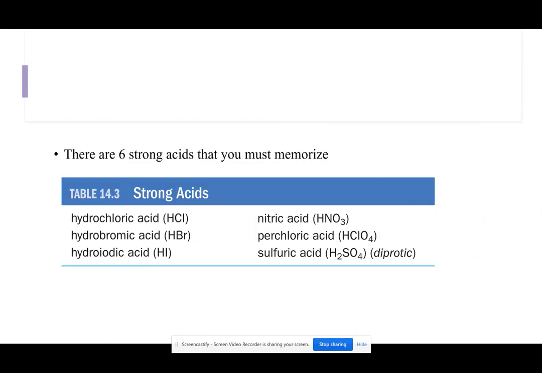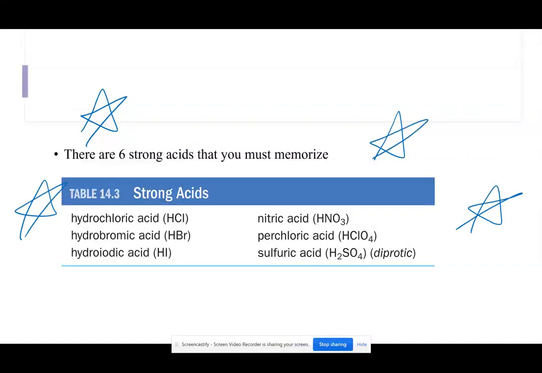There are 6 strong acids that you will need to memorize. And there's not really a way to tell if an acid is strong or weak other than just memorizing these. So your 6 strong acids are hydrochloric, hydrobromic, hydroiodic, nitric, perchloric, and sulfuric. You're going to assume if it's not on this list, all other acids are weak. So if you are asked if something is a strong acid or a weak acid and it's not on this list, it's a weak acid.